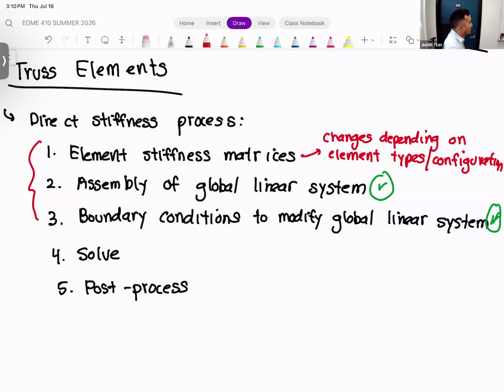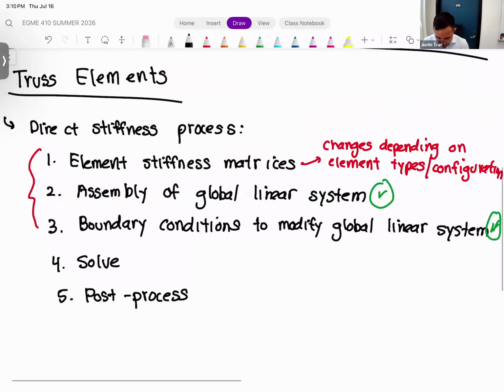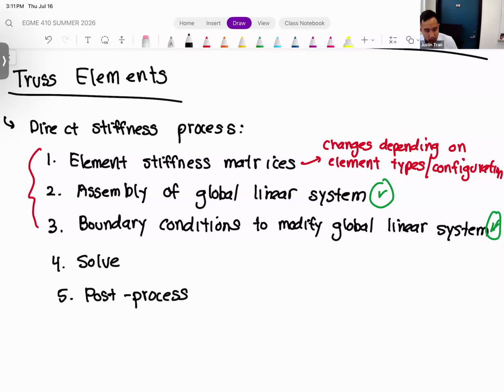But this is going to be the same process that you're going to go through. The only difference is the element types. I want to go over that again just to show you that, even though we're going over a different element type, our process is not going to change. The only thing that's going to change is how we compute the element stiffness matrices for each particular element. That was a review from what we discussed on Tuesday. Are there any questions on this process before we move on to truss elements?